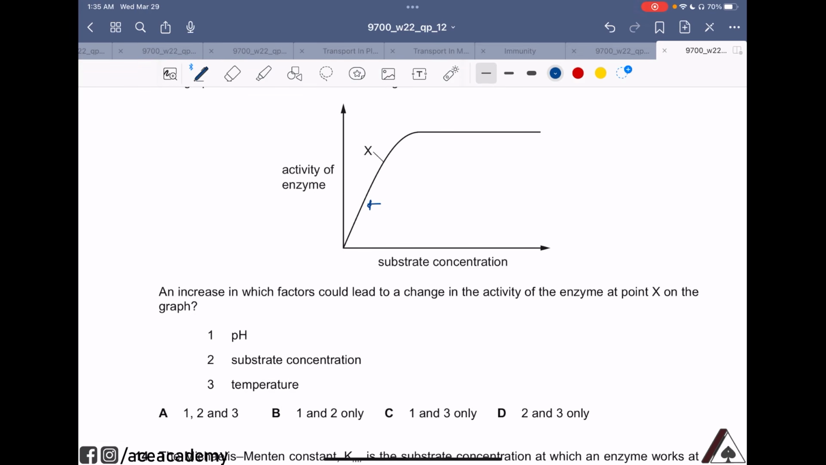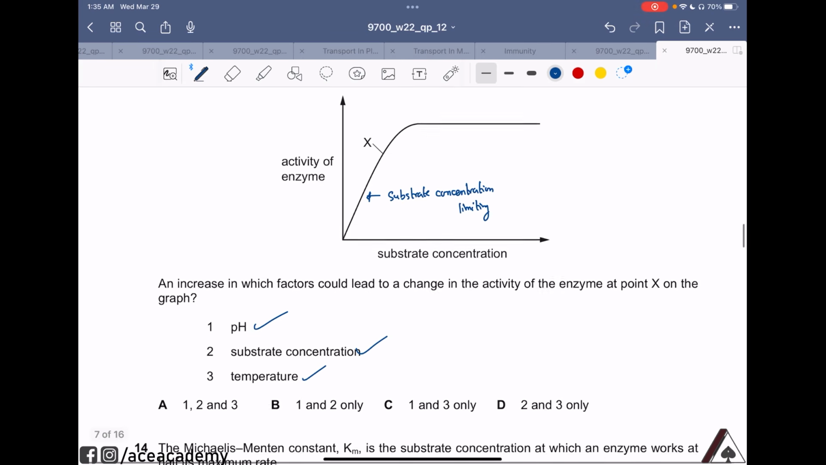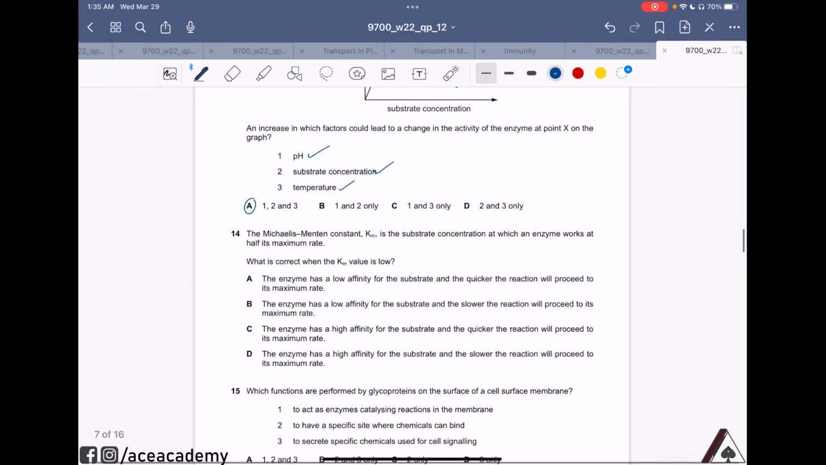Well, over here, substrate concentration is limiting. Okay, we inferred that. This could lead to a change in the activity of the enzyme, yes. And pH could also lead to a change because increasing or decreasing pH might even denature the enzyme, rendering it unable to catalyze the reaction. And temperature too, because increasing the temperature can denature the enzyme as well. So all three are correct, which leaves us with A as the correct option.